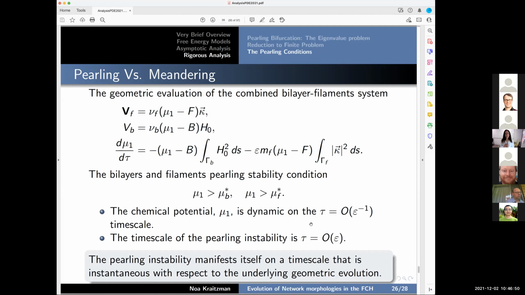And if we fix the double well potential and eta 1, we can graph the pearling lines exactly like we did before for the meandering lines. Okay, so we obtained a full bifurcation analysis of the system.